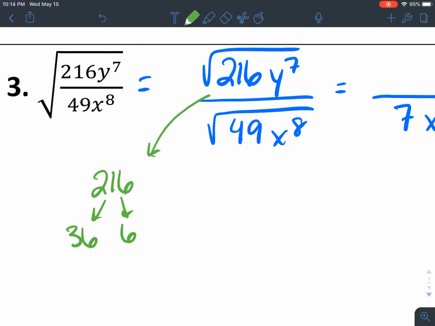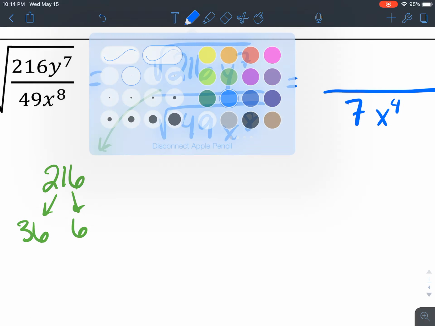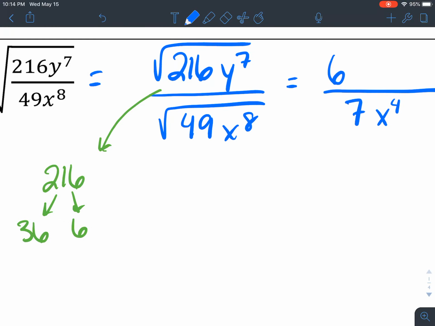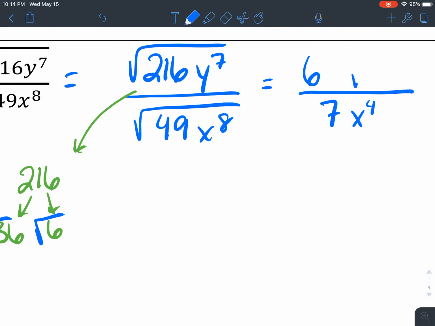So when I break this 216 down, 36, when I take its square root, is just 6 outside of my radical. Right, that's this one, because this is really what I'm doing over here. Square root of 36 times the square root of 6. So my square root of 36 just becomes 6 outside of my radical now. And then I still have that other 6 underneath my radical.